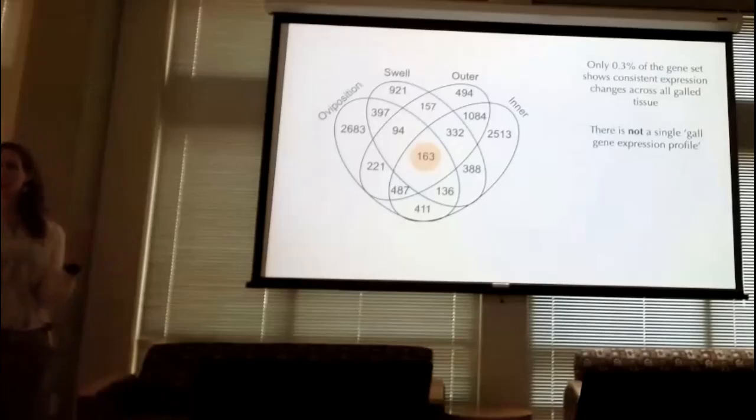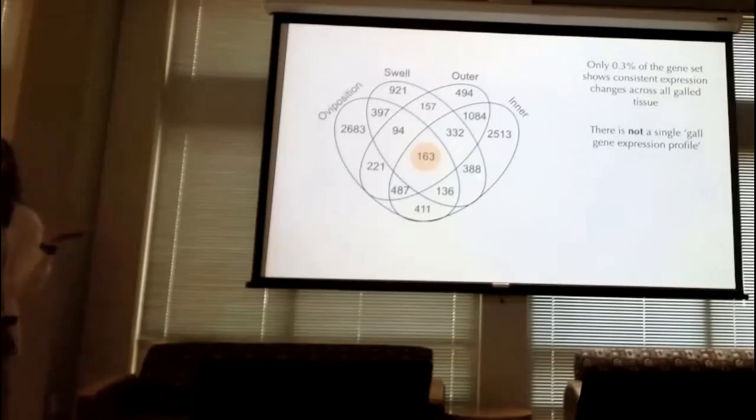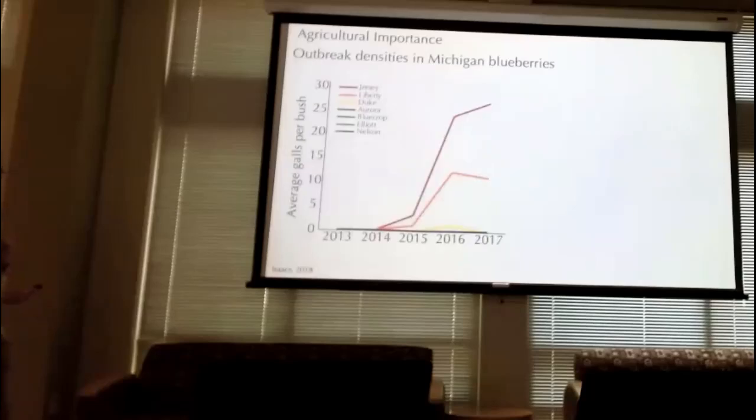And very cool, but very frustrating to me, is only about 0.3% of the gene set has consistent expression through all of gall development. So there's no such thing as just a gall profile. This is just a dynamic, ever-changing, developing organ with multiple tissues that is going to be exceedingly complex to work out, but I'm up for it.